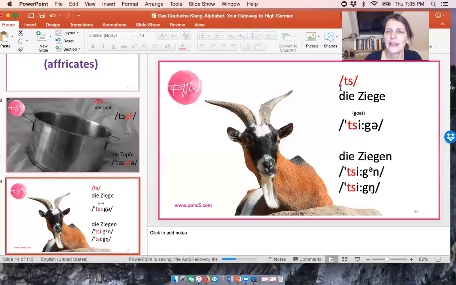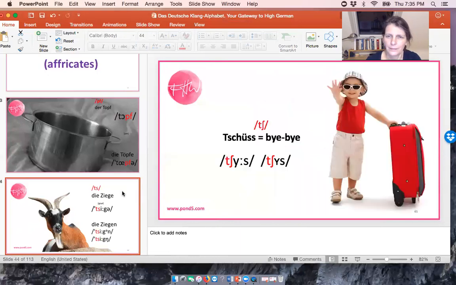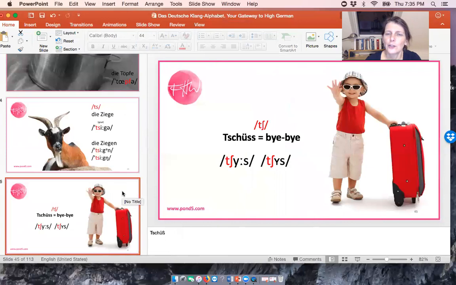Tss, tiger and Fass. Tss. Die Ziege. Die Ziegen ist der Plural. Die Ziege. Tschüss. We combine Tiger und Schaf. Tschüss.